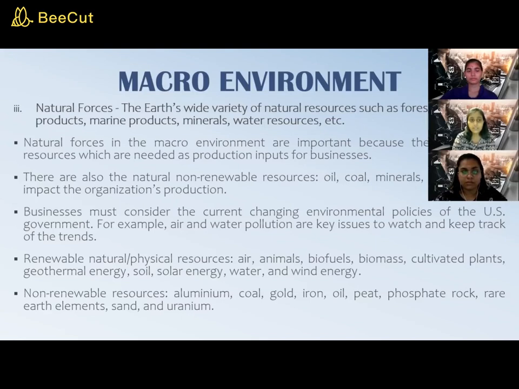Renewable natural physical resources such as air, animals, biofuels, biomass, cultivated plants, geothermal energy, soil, solar energy, water, and wind energy. Non-renewable resources: aluminium, coal, gold, iron, oil, peat, phosphate rock, rare earth elements, sand, and uranium.